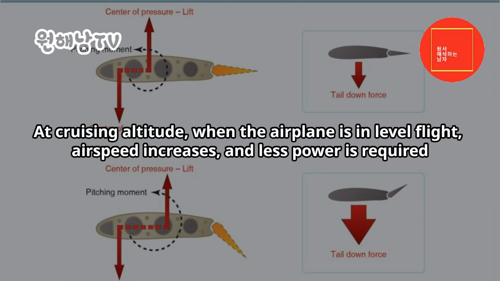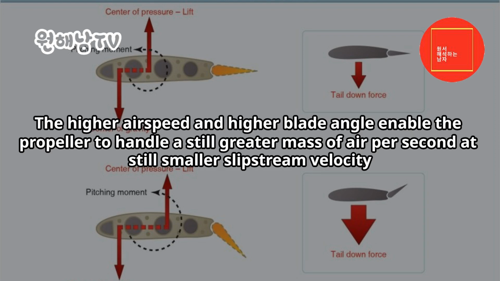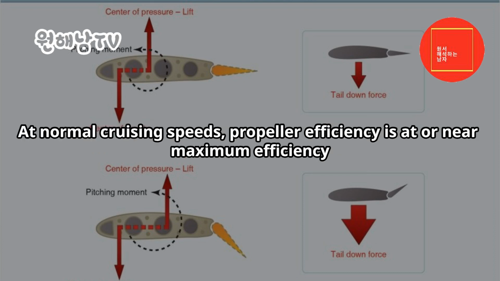At cruising altitude, when the airplane is in level flight, airspeed increases, and less power is required. Consequently, the pilot uses the throttle to reduce manifold pressure and uses the propeller control to reduce engine RPM. The higher airspeed and higher blade angle enable the propeller to handle a still greater mass of air per second at still smaller slipstream velocity. At normal cruising speeds, propeller efficiency is at or near maximum efficiency.